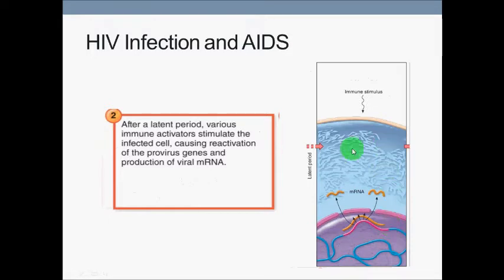After a latent period, so a period where we don't see any symptoms, the DNA is just resting, sitting in that host genome. Okay, this latent period can last for years, maybe even a decade. So after that latent period, something triggers the DNA to start to be transcribed again. So the DNA is transcribed into mRNA. That causes the mRNA from the virus to start to be produced.